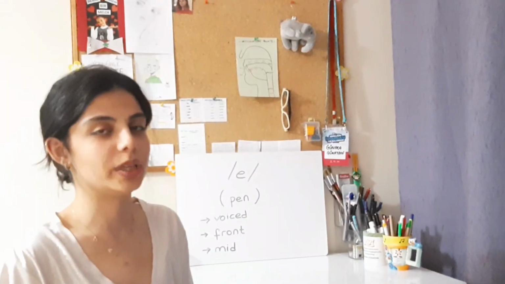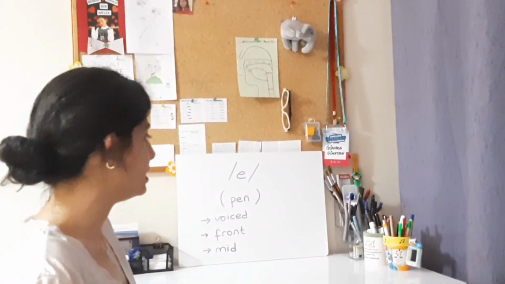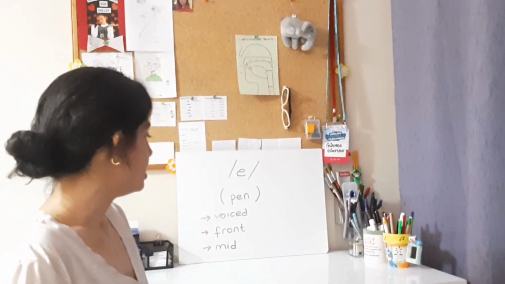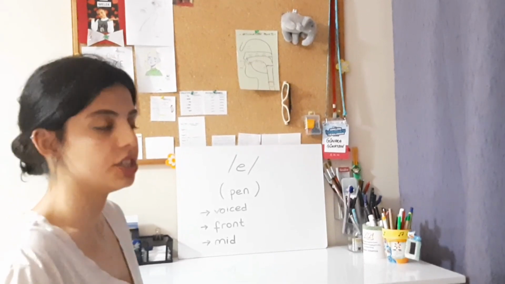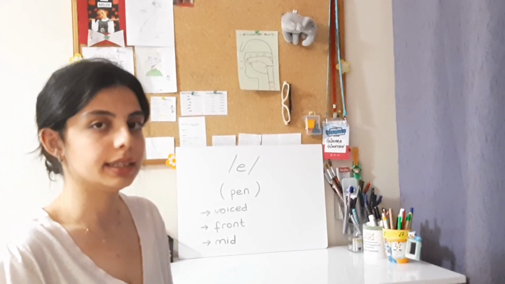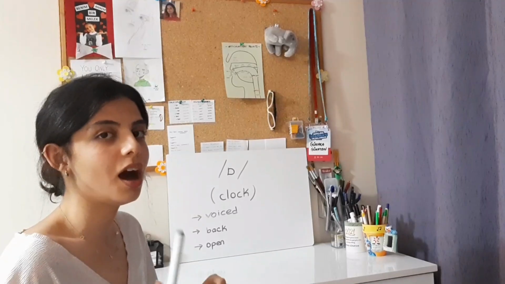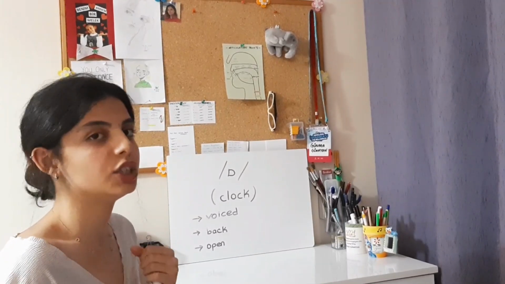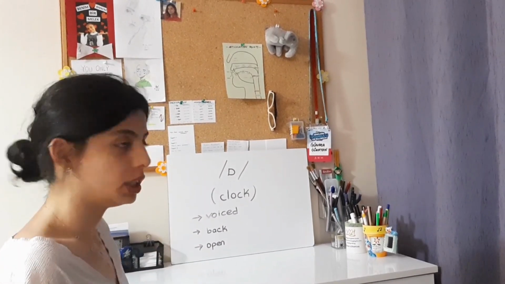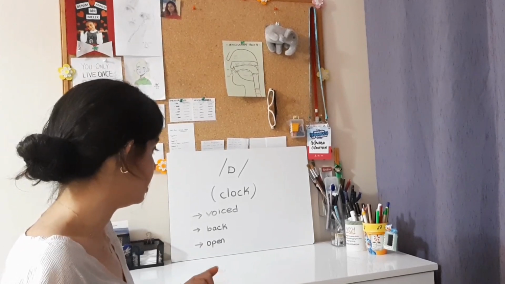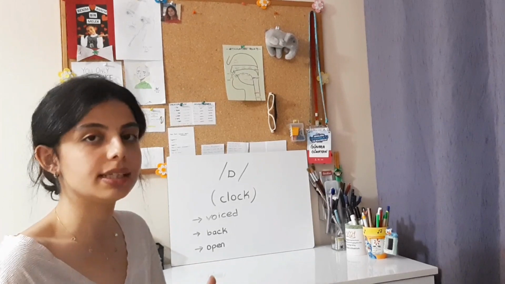Let's continue with another vowel. It's short E, as in pen. It's a voiced sound and its place of articulation is front and its manner of articulation is mid. Our next vowel is short O, as in clock. It's a voiced sound and it comes from the back, and its manner of articulation is open.